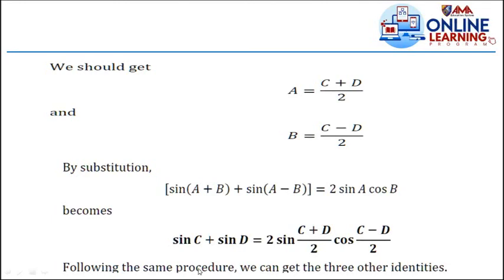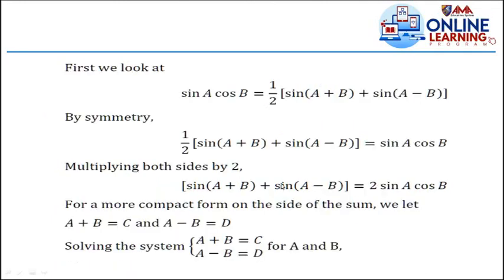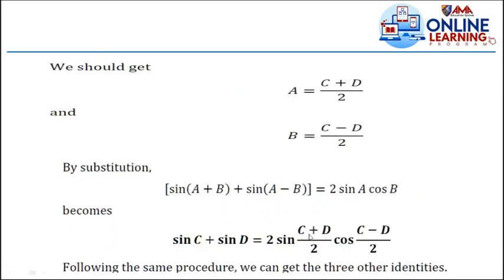So, following the same procedure, we can get the 3 other identities. So, dami na tayong panibagong identity. Okay? So, ito yung kanina, in-equate po tayo is equal to C, A minus B is equal to D po siya. Okay? So, yun po, no? 2 sine C plus D for angle A, C plus D all over 2, C minus D, that's your angle B. Okay? If we're going to equate that one.